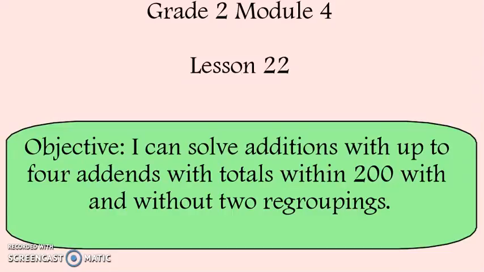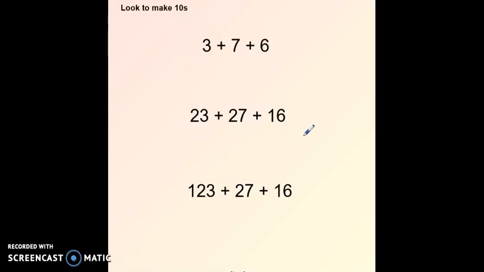Okay, today we're going to do Module 4, Lesson 22, and our objective is I can solve additions with up to 4 addends with totals within 200 with and without 2 regroupings. So today we're going to add with 3 or more addends. An addend are the numbers that you are adding. So here my addends are 3, 7, and 6. This is a problem that has 3 addends.